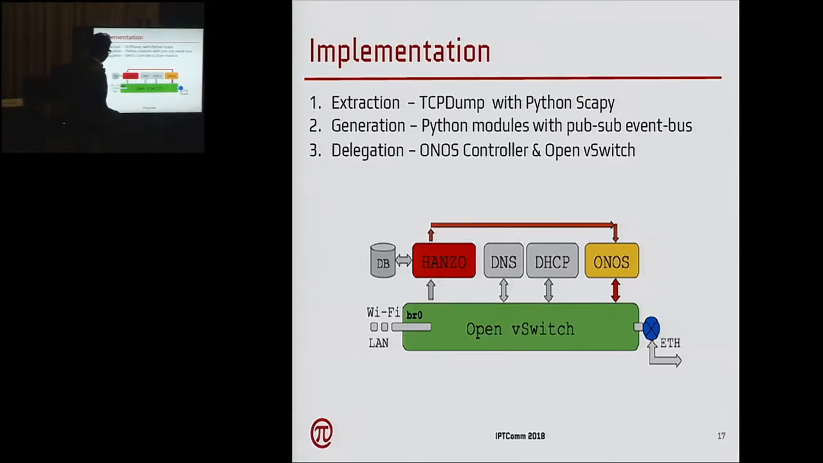So the idea is you have all the devices in the network, and the HANZO Framework is working in parallel, processing everything. And as soon as the profile generation is done, it sends a signal to the SDN controller, and the controller implements the flow table rules in the Open vSwitch. Finally, it creates a loop.